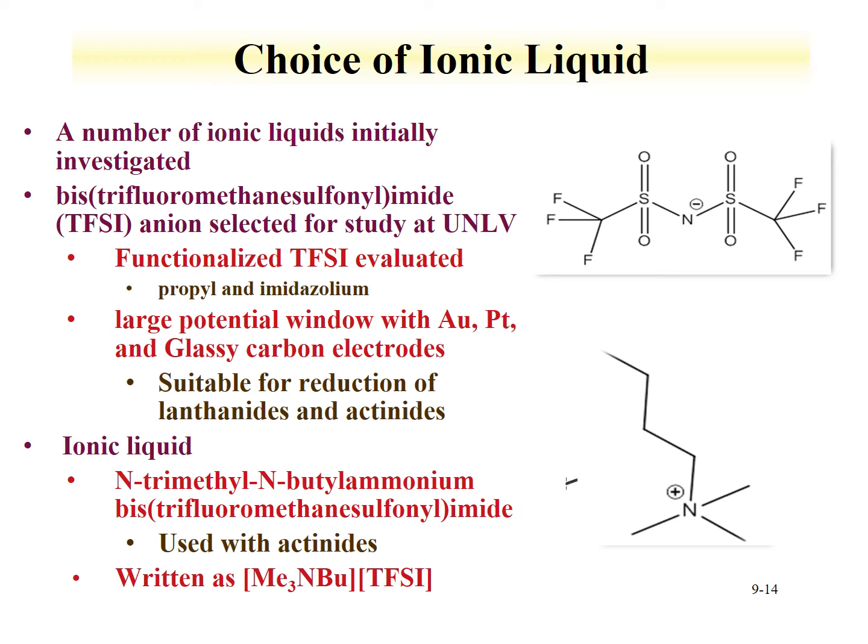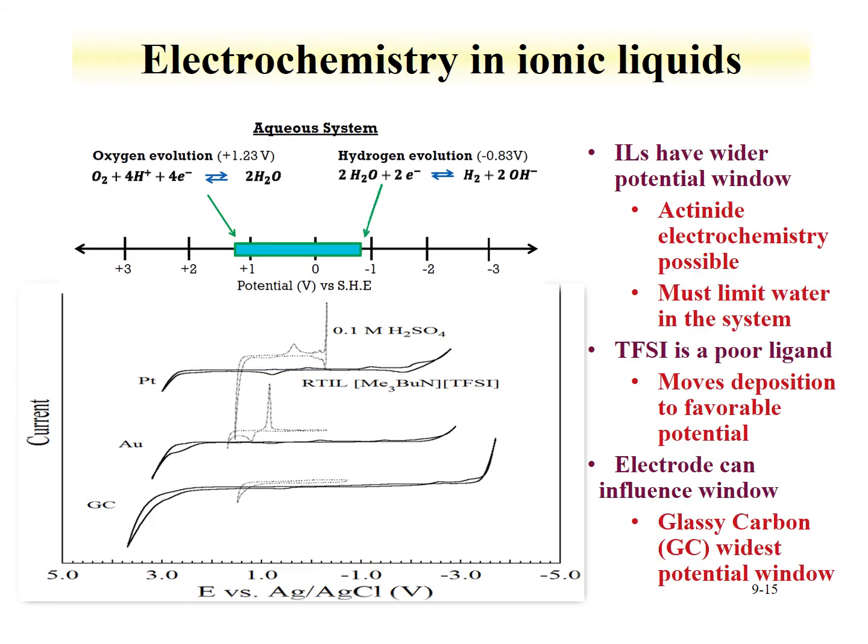The full ionic liquid that we're using has the cation N-trimethyl-N-butyl ammonium along with the TFSI, and is written as this compound shown here. An example of the large electrochemical window for the ionic liquids is shown here. This band is our oxygen and hydrogen evolution window for aqueous systems. So this shows the limitation of doing chemistry in water, which is one of the reasons that initially molten salts were chosen. Their electrochemical window is larger.